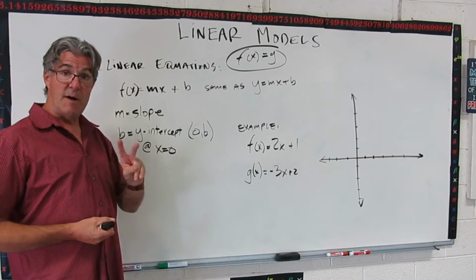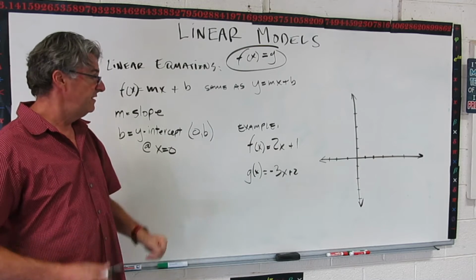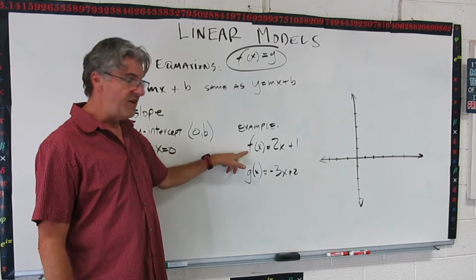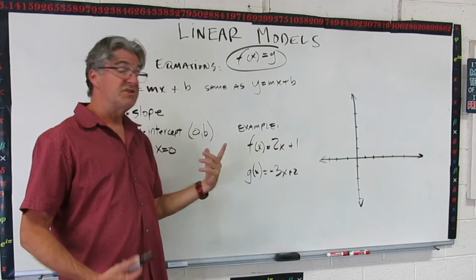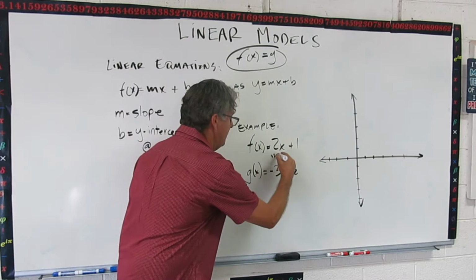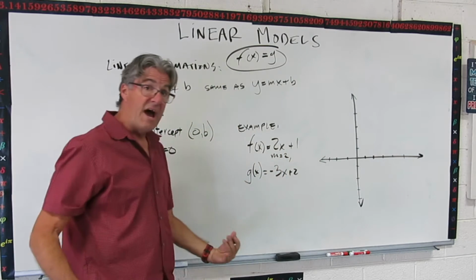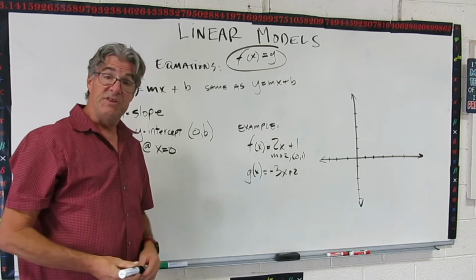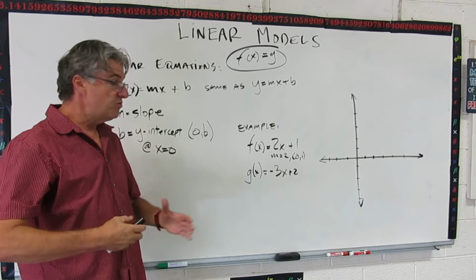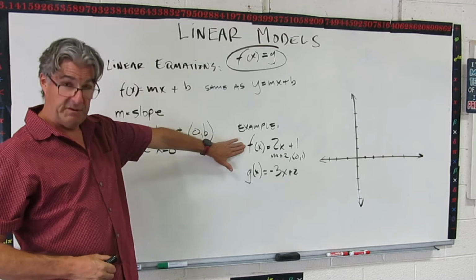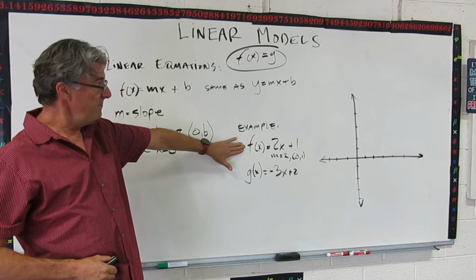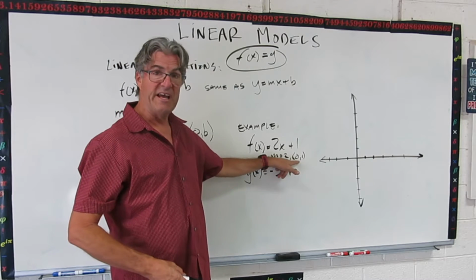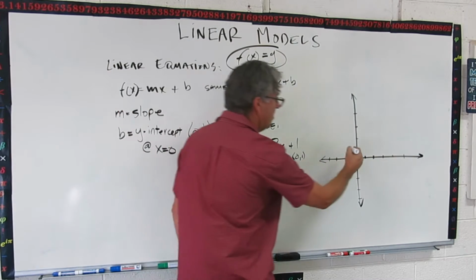Let's just take a look at a couple equations and how they show up on the graph. So here's an example one. f of x equals 2x plus 1. So the slope is 2, m equals 2, and the y-intercept is the point (0, 1). So let's put this on the graph. Now the easiest way to do that when it's in this mx plus b form is to first graph the y-intercept. So that would be (0, 1).